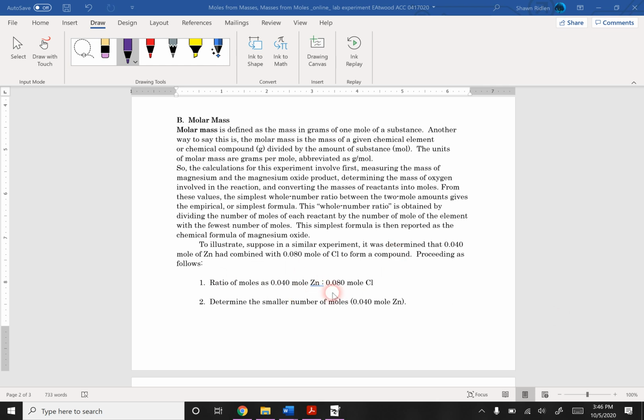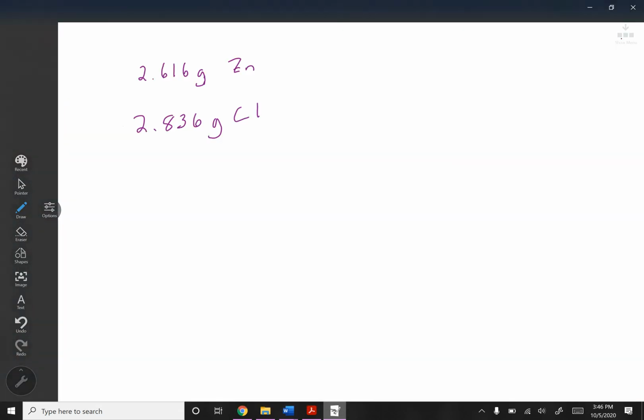This is in your lab experiment, and they go through the steps, but I wanted to write them out with you so you can get a good idea about how to actually do this. Basically, we've determined that a compound has a certain mass of two different elements, or it could be more than two. In this case we're dealing with zinc and chloride. Here they give us the moles, but what I wanted to do is start from the mass.